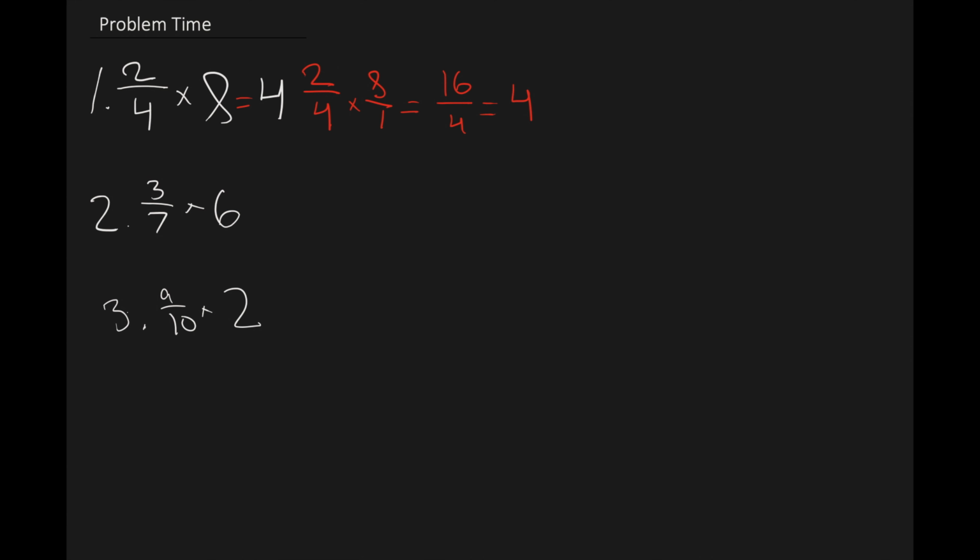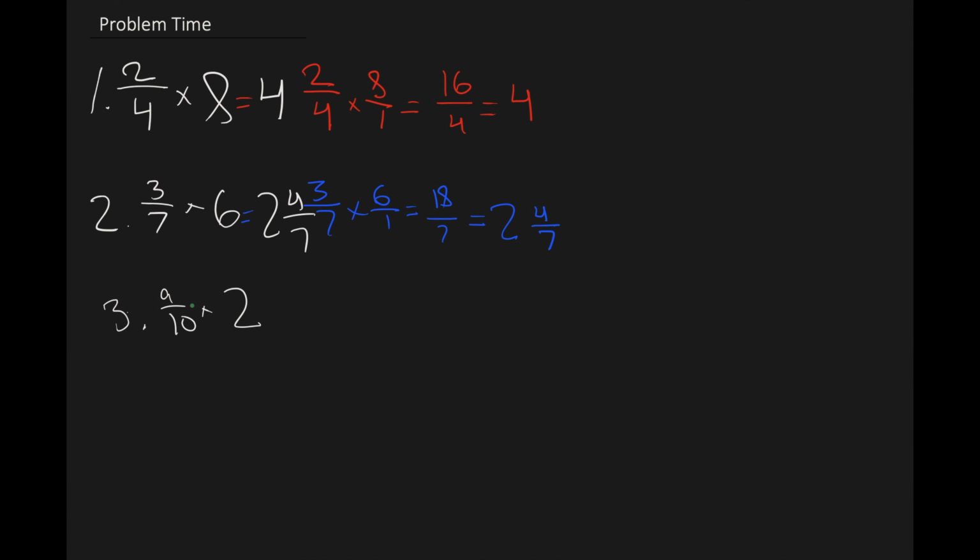Next we have 3/7 times 6. Step 1, convert to improper fraction. 3/7 times 6 wholes. So we have 3 times 6, 18, over 7. So now we have 18/7. And now this simplifies to 2 and 4/7. So it equals 2 and 4/7.